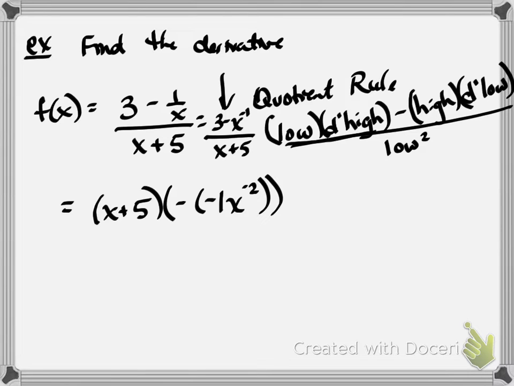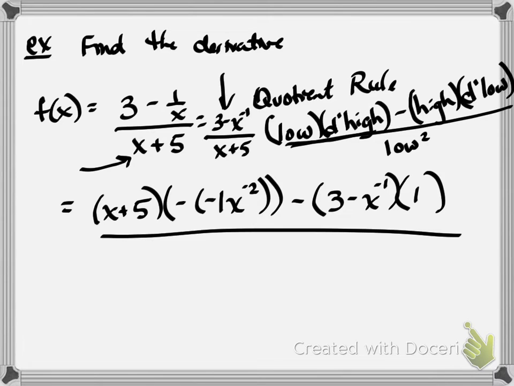So we've done low d high. Now we'll do minus high. So we just write down the numerator. I'm going to go with the simplified version. D low, we're going to take the derivative of the denominator. Derivative of x is 1. Derivative of 5 is 0. All over the low squared.